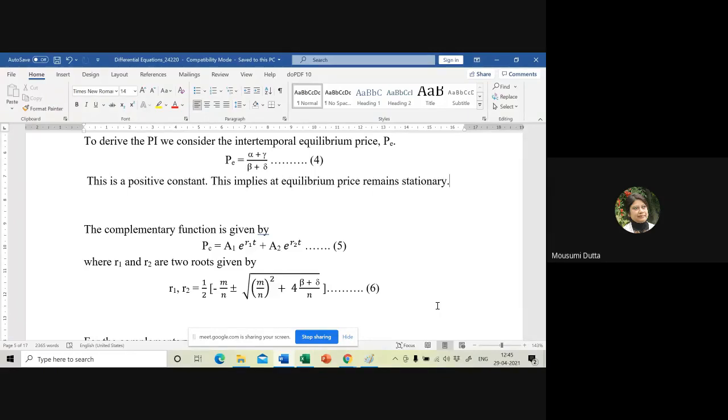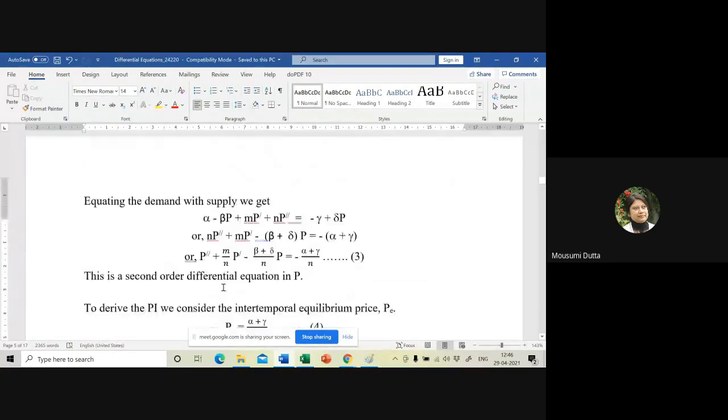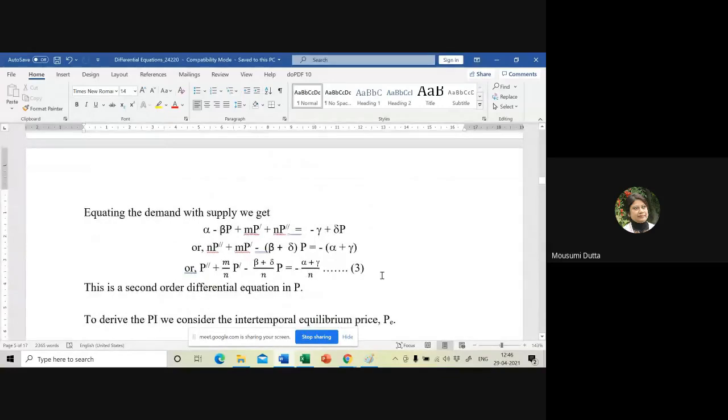So the complementary function is given by A1 e to the power R1t plus A2 e to the power R2t, where R1 and R2 are two roots given by minus b plus minus root over b square minus 4ac by 2a. So please look at equation number 3, and I hope you will be able to write down this thing.